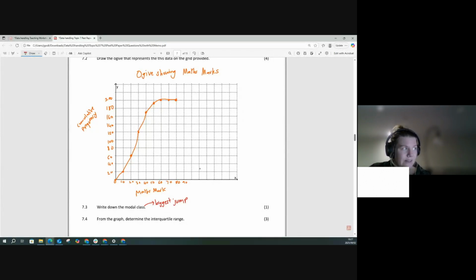So modal class is looking at our biggest jump. That's our biggest jump there because that's jumping up 3 blocks. And so then we're trying to look at where does that fall in between? And it falls in between these two sections. So we'll say our modal class is between 20 and 30.